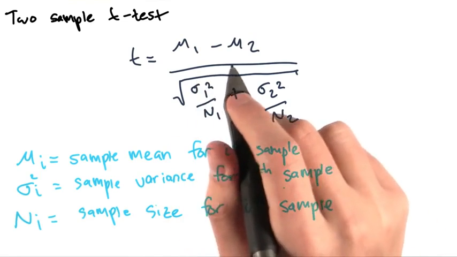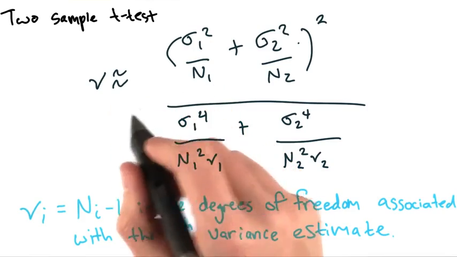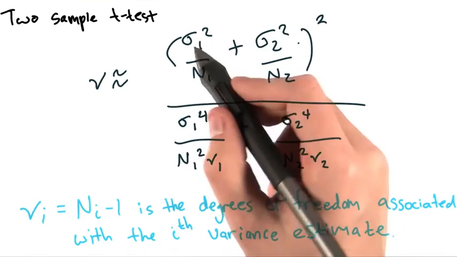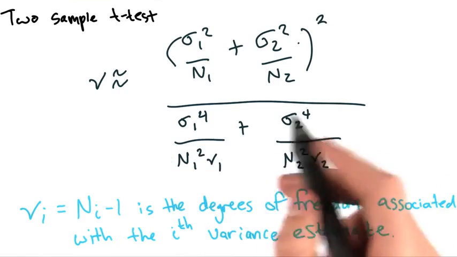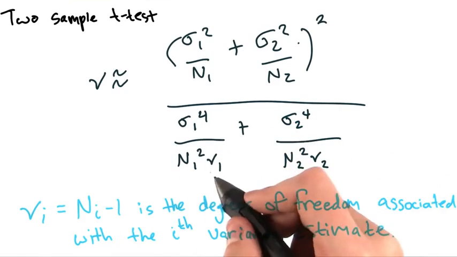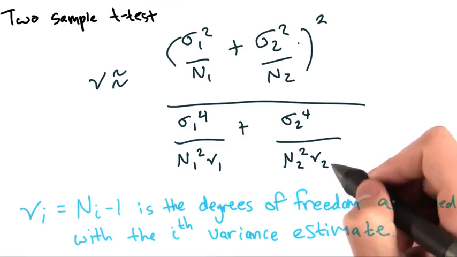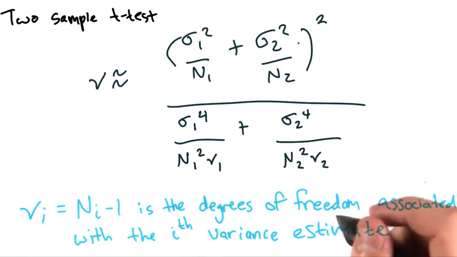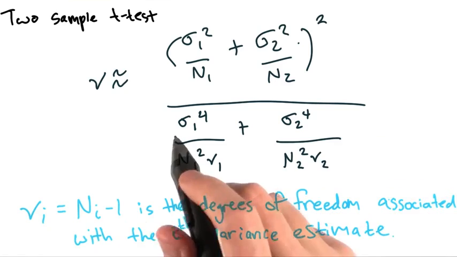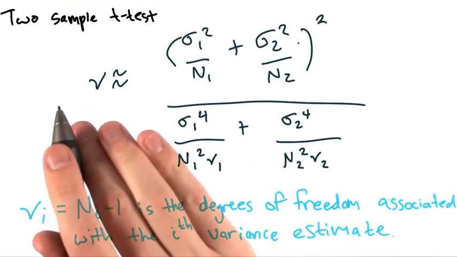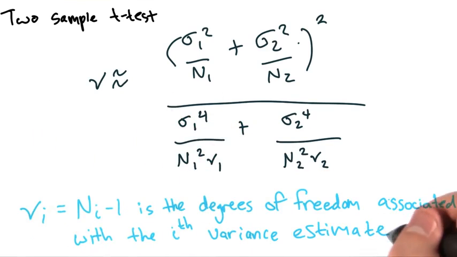We'll also want to estimate the number of degrees of freedom, nu, using the following equation. Nu is approximately equal to the quantity sigma 1 squared over n1 plus sigma 2 squared over n2, squared, over sigma 1 to the fourth over n1 squared nu 1 plus sigma 2 to the fourth over n2 squared nu 2, where nu i is equal to n i minus 1, and this is the degrees of freedom associated with the ith variance estimate. If you're unfamiliar with degrees of freedom, again, it might be a good idea to brush up on your stats concepts with Udacity's Intro to Stats course. A link is provided in the instructor comments.